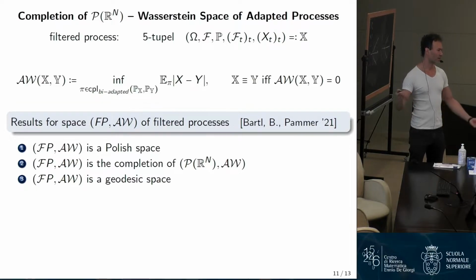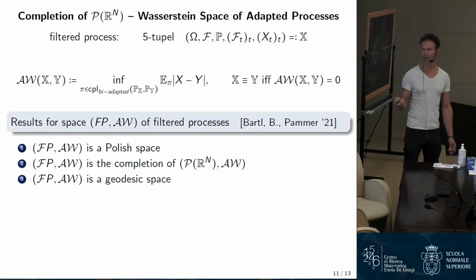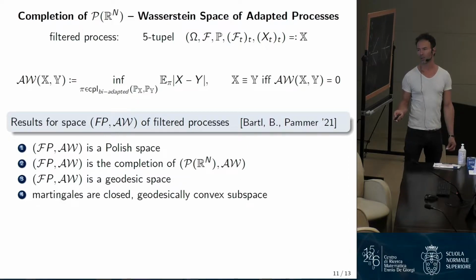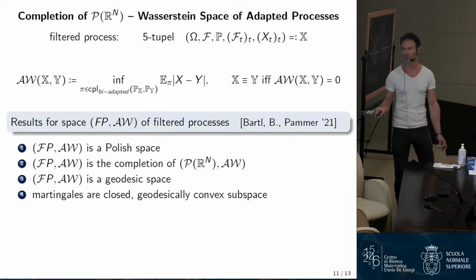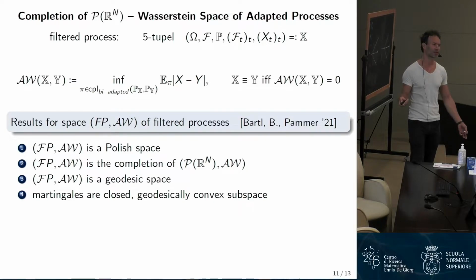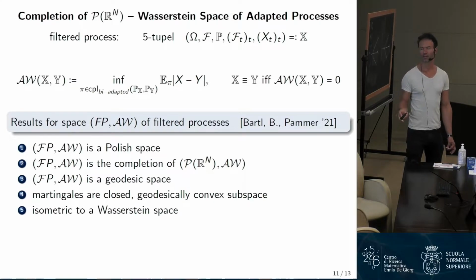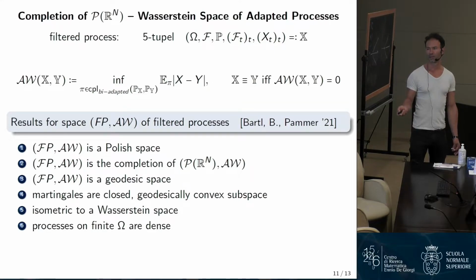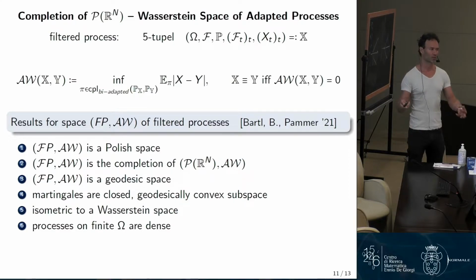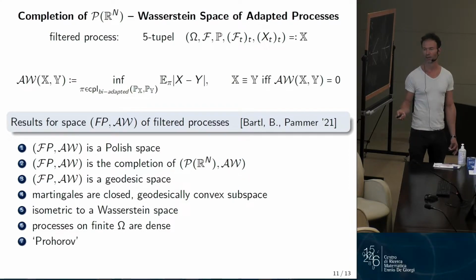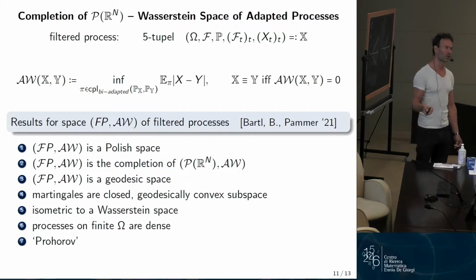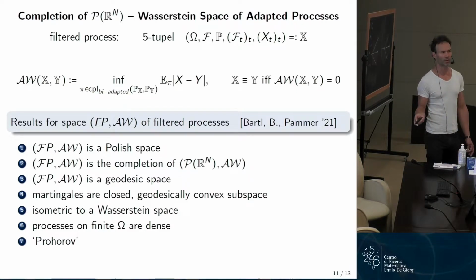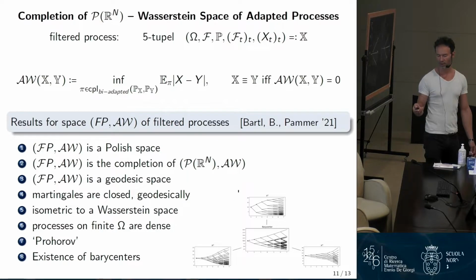Okay, you also get a number of further properties you would like to have. You get that this is a geodesic space. Martingales are a nice class of processes, or my favorite class of processes, and they turn out to form a geodesically convex subspace. It's also isometric to a Wasserstein space in a classical sense. Easy processes are dense, so the topology is not too tight. You have a nice Prohorov result, meaning you can easily understand what compact sets are, and you can do things like barycenters on the space.